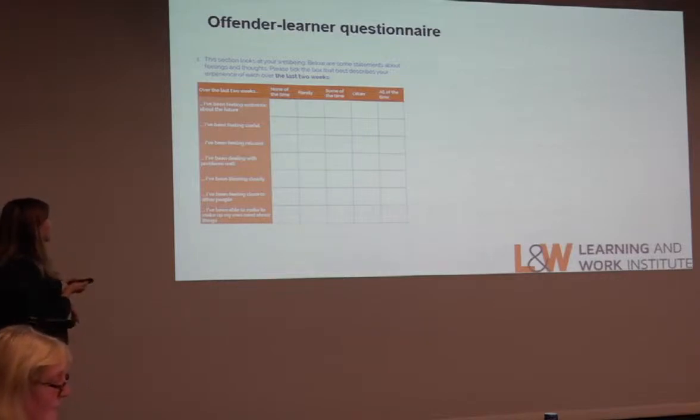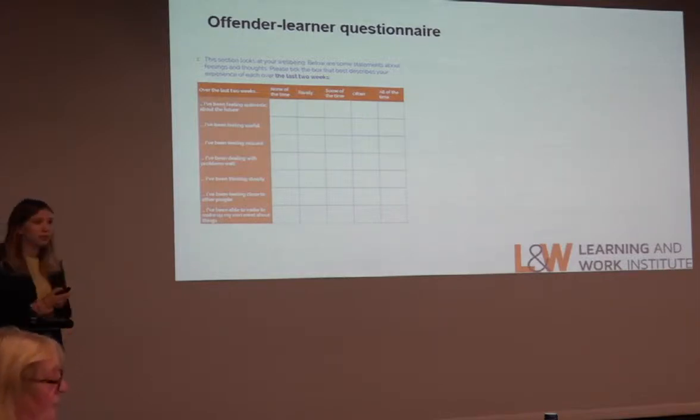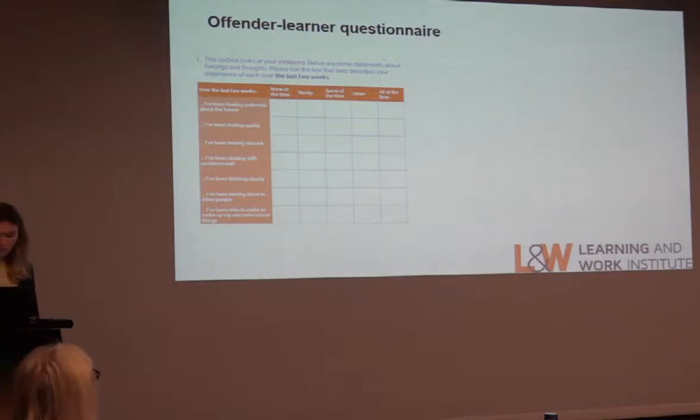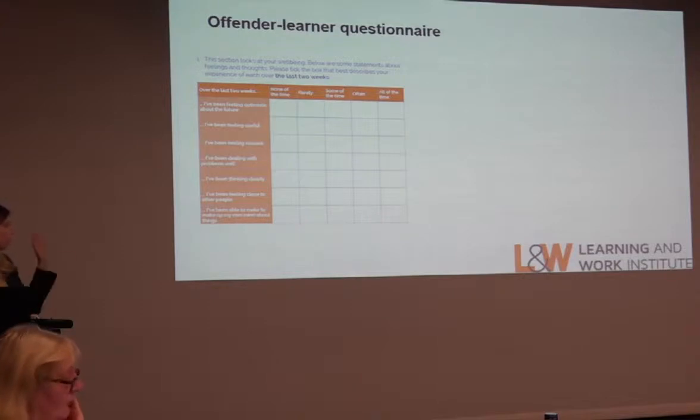The first section is something called the Short Warwick-Edinburgh Wellbeing Scale. Probably most of you will have either filled one in or recognise it from somewhere, because it's a pretty widely used tool to measure wellbeing. It's undergone a lot of testing, including within a prison context, so we thought that was quite a simple and easy way to measure that outcome. That would be completed pre and post program.